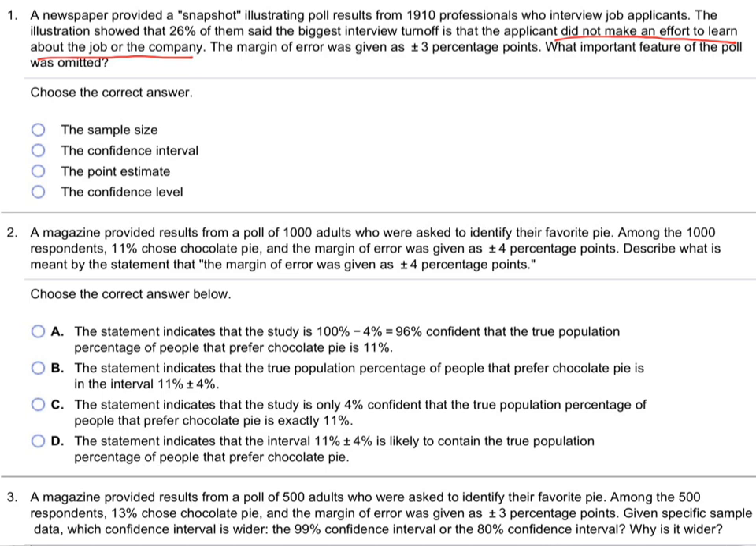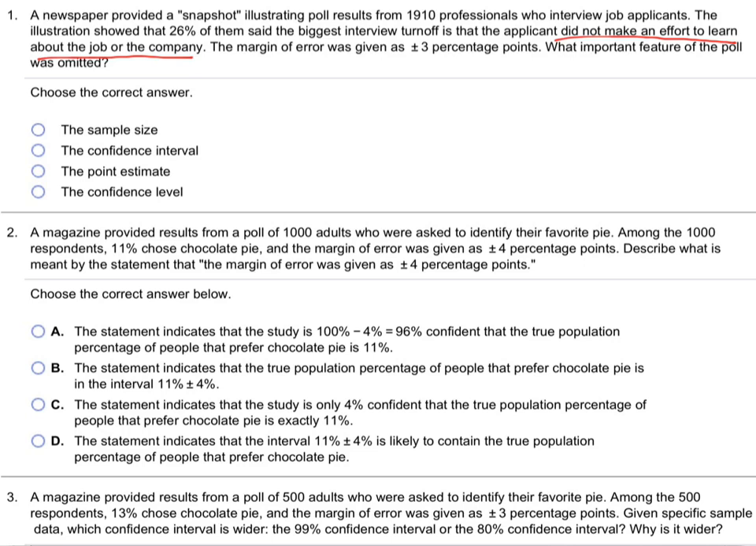Margin of error was given as plus or minus 3 percentage points. What important feature of the poll was omitted? So this is just something's missing here. If you read an article with that kind of statement, that's not very well done. That's not very academically strong. They're missing something important there. What's that? Yeah, they never say the confidence level.